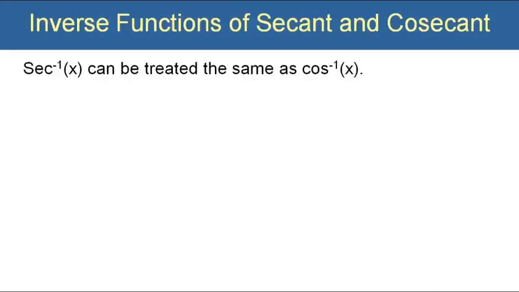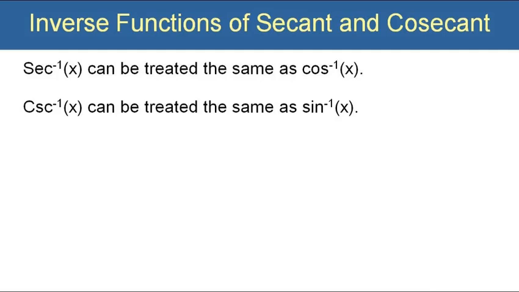Okay, now secant, because it's the reciprocal of cosine, secant inverse can be treated the same as cosine inverse. That is, they have the same range. Now, of course, they have a different domain. Secant values cannot be between negative 1 and positive 1. They have to be outside. They have to be either less than negative 1 or more than positive 1, but the range is the same. And cosecant inverse can be treated the same as sine inverse.